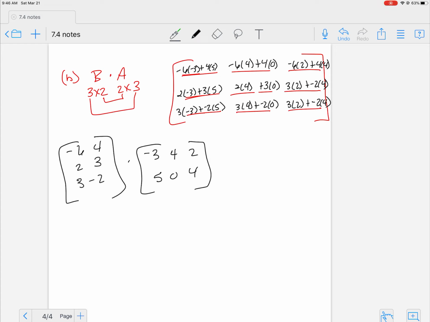Now, something else that I'm going to point out here is look what happens. All negative 3s, all 5s, right? Negative 3 and 5 in this first column. 4, 0, second column. 2, 4, third column. Across the top, negative 6, 4, negative 6, 4, negative 6, 4. Do you see that pattern? Every single time.